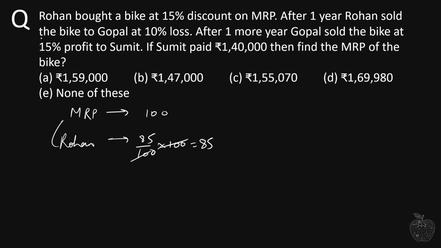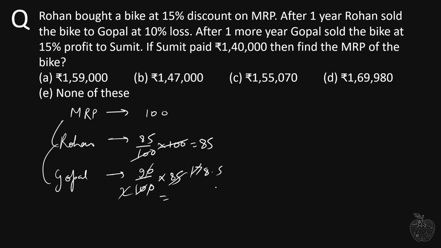After 1 year, Rohan sold the bike to Gopal at 10% loss. So that means he sold it at 100 minus 10, which is 90% of whatever Rohan paid, which is 85. So 0 cancelled here. 5 7s are 35. 2 8s are 16. 1 8.5. So we get 9 into 8.5, which equals 76.5. So Gopal paid 76.5.